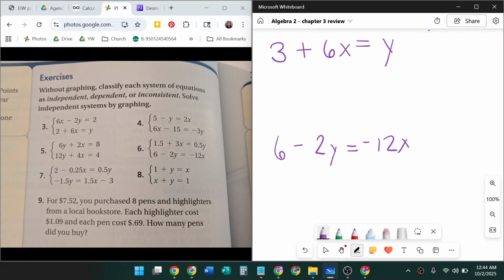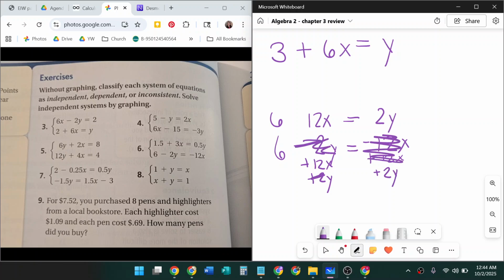I'm going to rearrange things. I'm going to put the 12x on this side and the 2y on that side. I'll keep the 6. So I just added 12x to both sides, in case you're like, what just happened? And then I added 2y to both sides. And that caused this to go away. That caused this to go away, so that I could have my new equation.